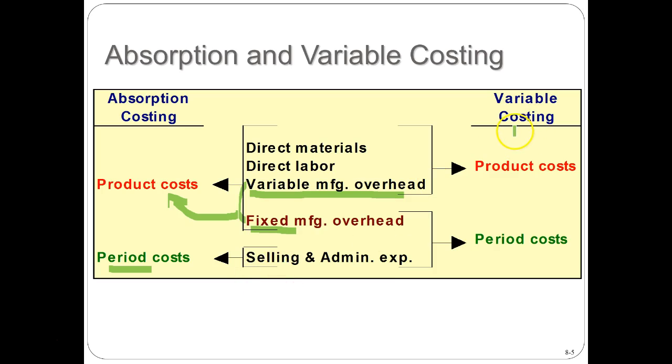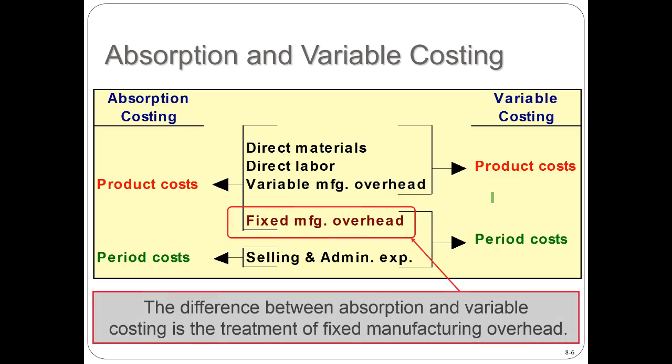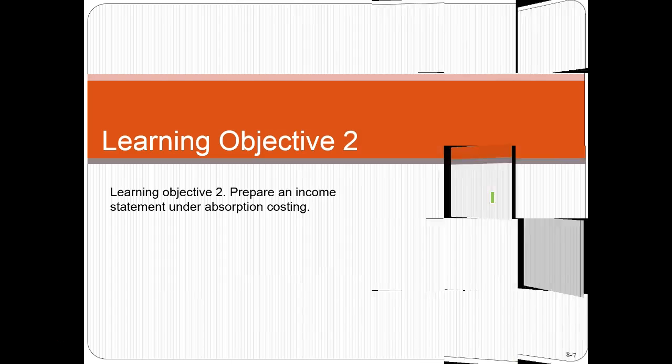Under the variable cost, the new system, we're still going to have direct materials, direct labor, and the variable portion of overhead, the stuff that changes as production level changes. But the fixed portion, we're going to include down here on the income statement. We're going to expense that when it is incurred rather than when we sell the product in this method. So the difference between absorption and variable costing is the treatment of fixed manufacturing overhead.